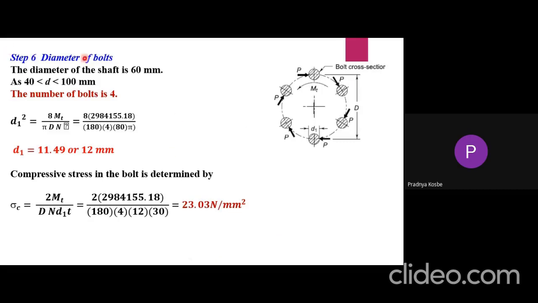Step 6, to find out the diameter of bolts. Here you can see these are the bolts. Here 8 bolts are shown and they are under shear stress, as well as there will be compressive stress. Correct?